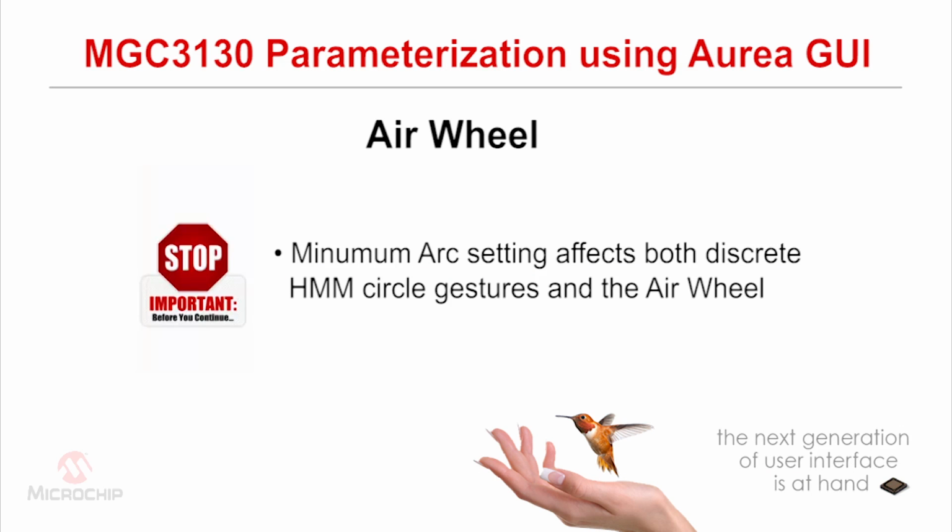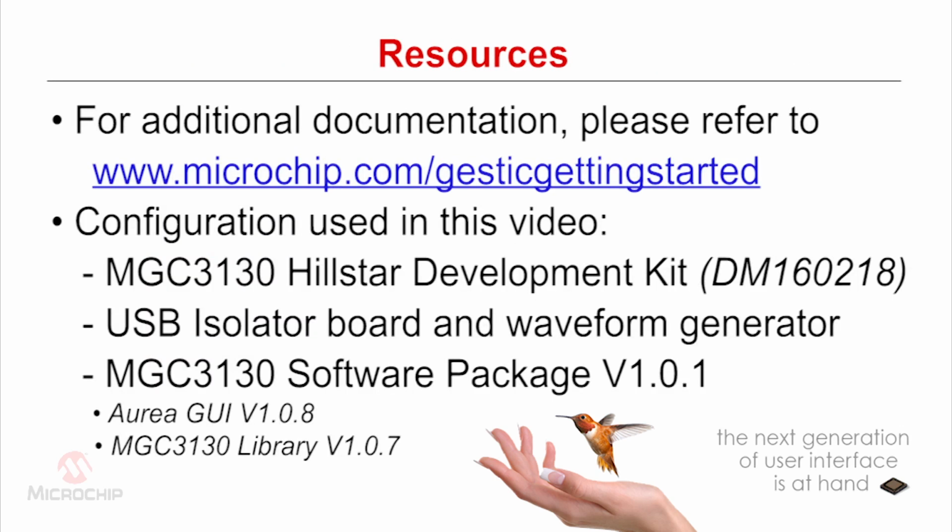What is important to keep in mind is that the minimum arc setting affects both discrete circle gesture events and the Airwheel. A circle event is only recognized if this same minimum arc is performed. This tutorial described Airwheel parameterization.